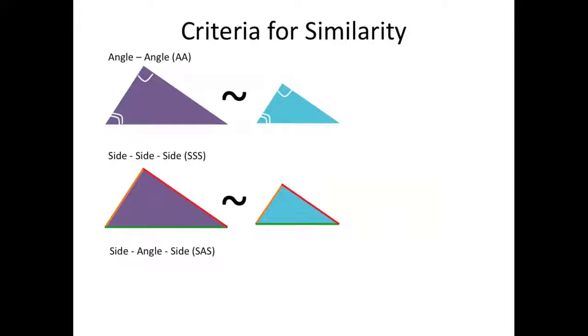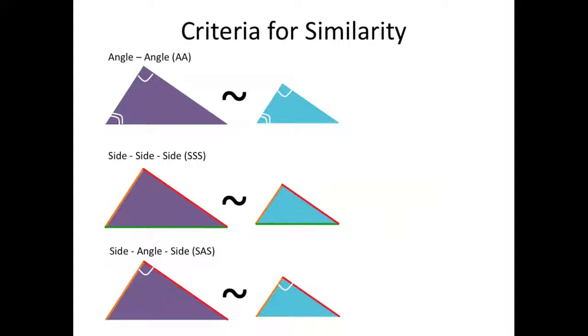And the last method of similarity is if you have two triangles and they have an equal angle and then the corresponding sides of that angle are proportional, not equal, then those two triangles are also similar. And this is known as side angle side. So using these three criteria, if any of these three criteria hold, then you know that two triangles are similar.